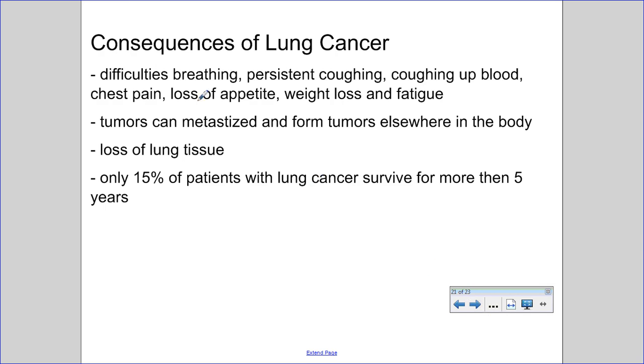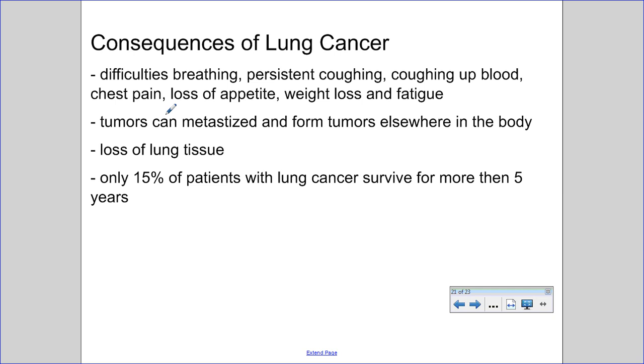So the consequences of lung cancer include difficulties breathing, persistent coughing, coughing up blood, chest pain, loss of appetite, weight loss, and fatigue. Tumors can metastasize and form tumors elsewhere in the body. So oftentimes lung cancer, cancer that originates in the lung, can easily spread to elsewhere in the body.